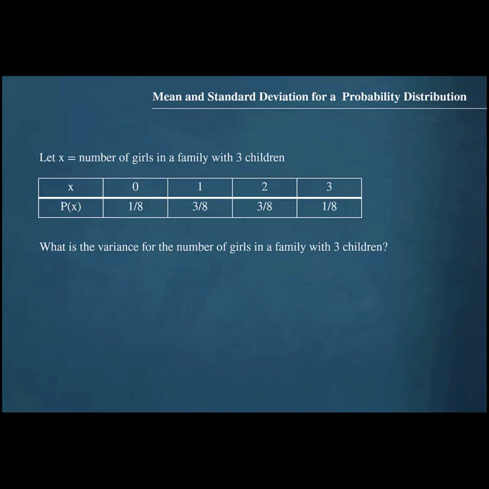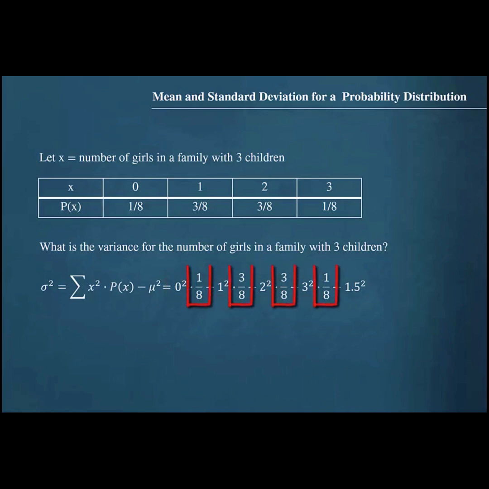What is the variance for the number of girls in a family with 3 children? The formula for the variance is similar to the formula for the mean, except the values of the random variable are squared, and then the square of the mean is subtracted from the entire sum. So the calculation will be carried out by squaring each of the values of the random variable and multiplying them by the respective probabilities, then subtracting the square of the mean. This will give us a variance of 0.75.